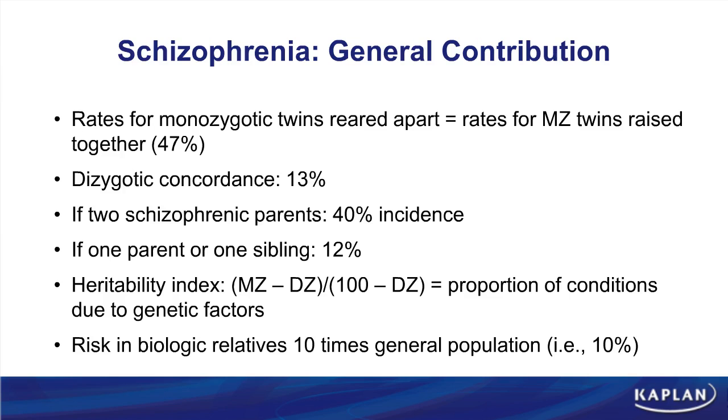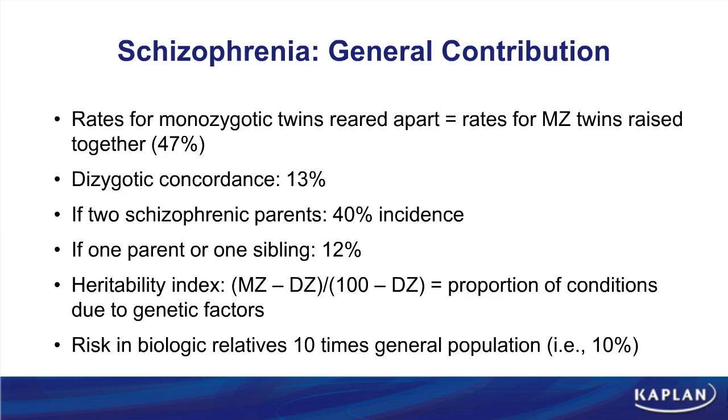When we look at prevalence rates for this disorder, we do know that there is some sort of genetic linkage for patients who have schizophrenia. And this is evident when you look at the concordance rate of twins. When you have monozygotic twins, you have a 47% chance of developing schizophrenia in the other twin, whereas for dizygotic it is 13%. If you have one parent or one sibling who has schizophrenia, you have a 12% chance of developing schizophrenia. But if you have two parents that are schizophrenic, then your chance jumps to 40%.